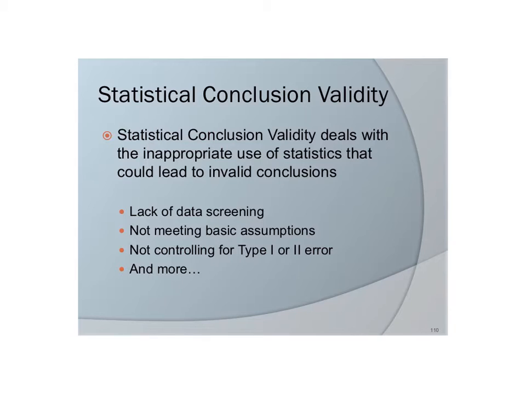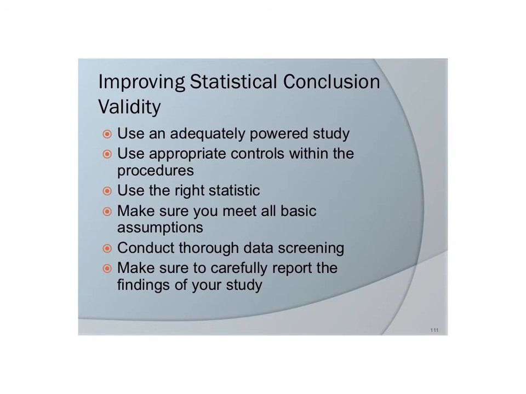And then we move on to our last area, which is statistical conclusion validity, which we sort of touched on many times throughout the semester. Statistical conclusion validity deals with the inappropriate use of statistics that could lead to invalid conclusions, or essentially interpreting our stats wrong too. This could be a result of lack of data screening, not meeting basic assumptions, not controlling for type 1 and type 2 error, and more. So a lot of the things that we've really harped on this semester, and really understanding which assumptions are really important to meet, which ones aren't going to affect because of the robustness of the statistic, are important to be aware of.